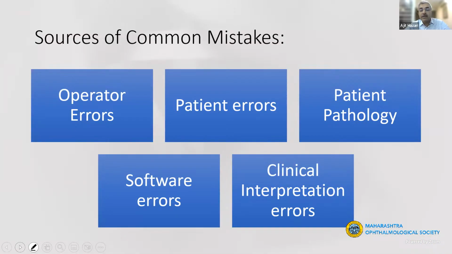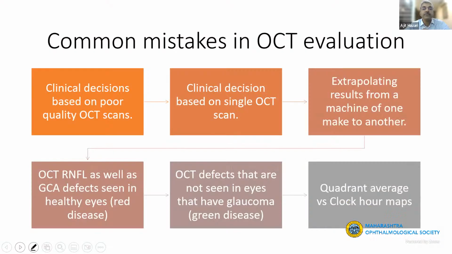So if we look at the errors which contribute to the mistakes that happen while doing or evaluating OCT, they are operator errors, patient errors, patient pathologies which interfere with the data, software errors, and finally clinical interpretation errors. When we are evaluating the OCT printout, there are typical mistakes that we can make. These can also be classified as clinical decisions based on poor quality OCT scans, or clinical decisions based on a single OCT scan, or extrapolating results from a machine of one make to another, where it is very difficult to compare the data from one make to the other.